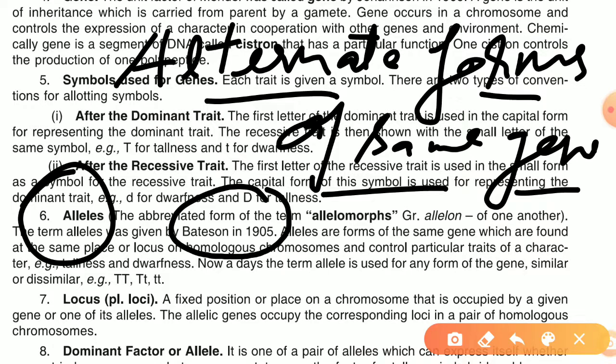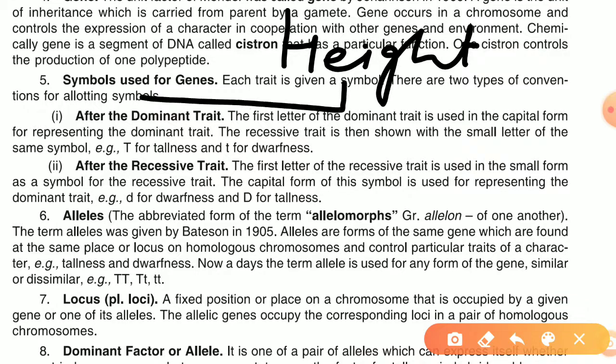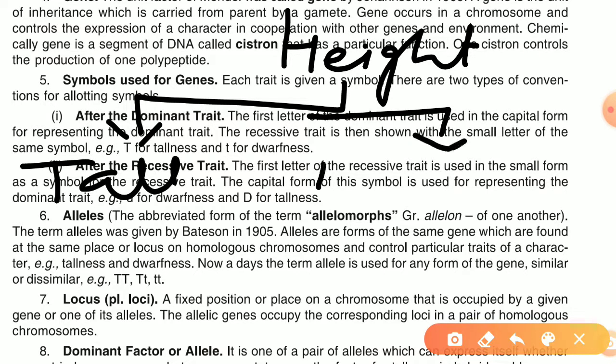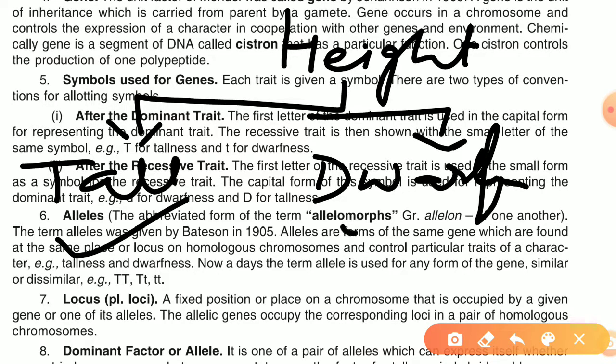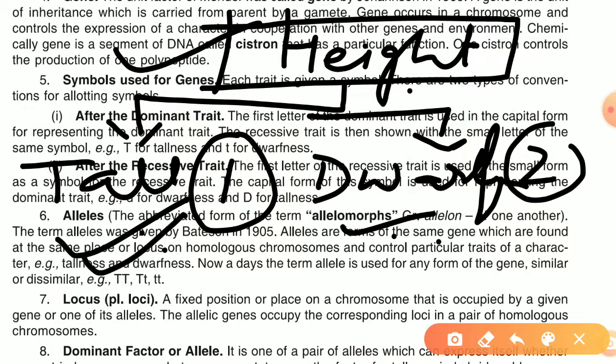As I can give you example, as just now I told that character was height. ठीक है, तो हाइट जो है दो तरीके की हो सकती है. Someone can have tall height while other can have dwarf height. So we can say that tall and dwarf are two alternative forms of a gene. Which gene it is? It is the gene which control height. How many alternative forms can be there? Two. It can be a tall height, it can be a dwarf height. So we can say that tall and dwarf are the two alleles.